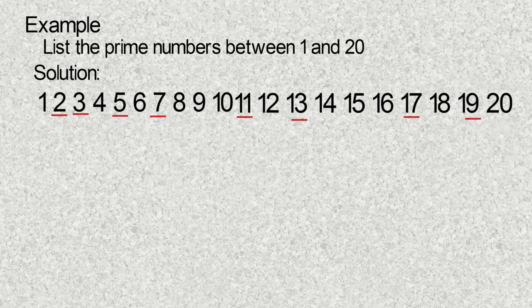10 is an even number, so it is not a prime number. 11 has just 2 factors, 1 and itself, so 11 is a prime number. 12 is an even number, so it is not a prime number. 13 has how many factors? 2, 1 and 13, so it has 2 factors, so it is a prime number. 14 is an even number, so it's not a prime number. 15 is not an even number.